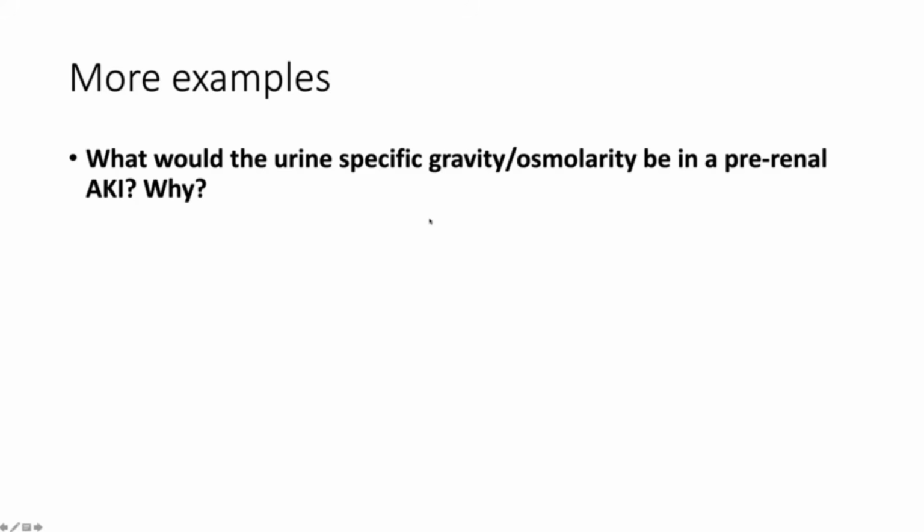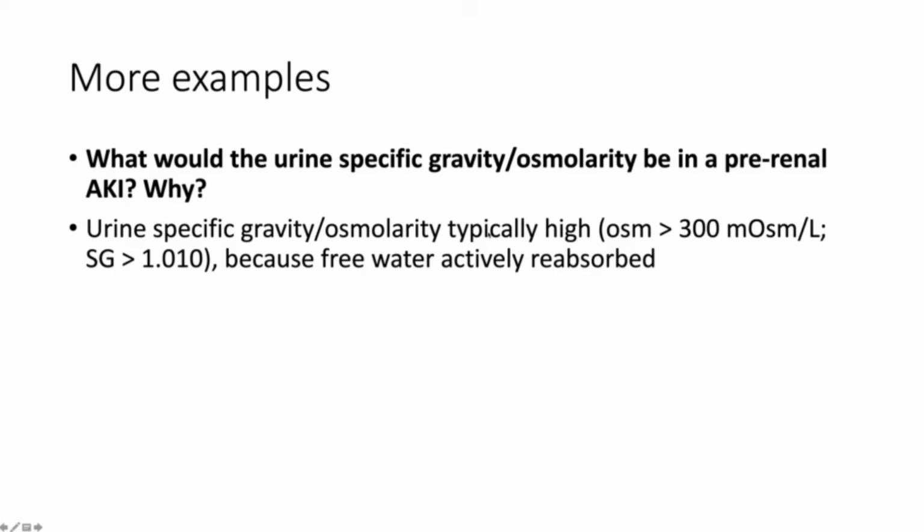So my specific gravity will be? Increased. Yeah, great. Can you give me a number? What would the specific gravity be? Above the range, 800, 1200. Above what? Okay, above 300. Above 300. Yeah, exactly. That's it. If you're actively reabsorbing free water, your osmolarity is going to be above 300. And if you're actively reabsorbing free water, the urine specific gravity is going to be above 1.010. That's what it's going to be.